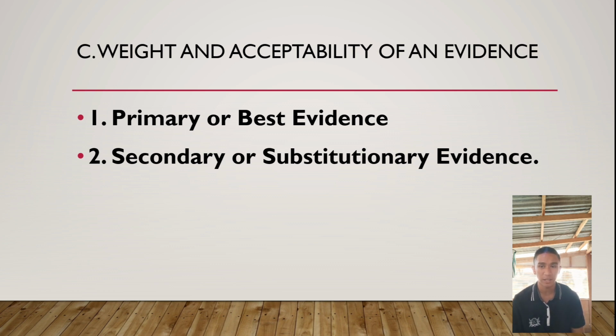Next slide is weight and acceptability of an evidence. So first one is primary or best evidence. This evidence affords the greatest certainty of the fact in question. The second one is secondary or substitutionary evidence. This evidence is inferior to primary evidence and admissible only in the absence of the latter.